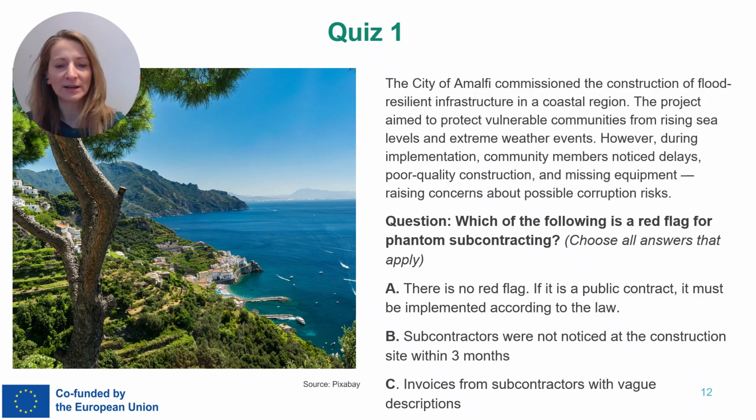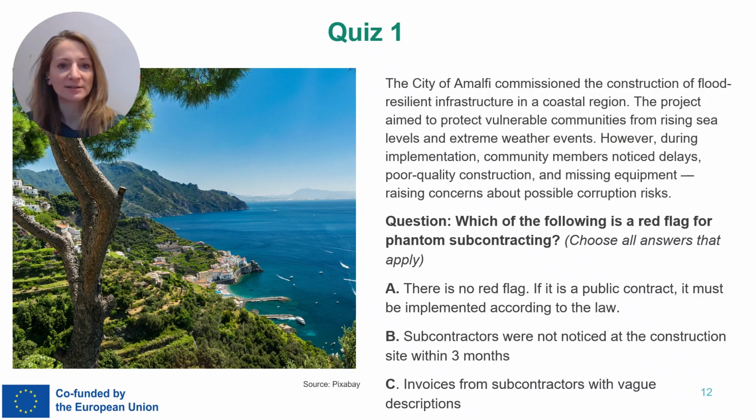Which of the following is a red flag for phantom subcontracting? Choose all answers that apply. A. There is no red flag. If it's a public contract, it must be implemented according to the law. B. Subcontractors were not noticed at the construction site within 3 months. C. Invoices from subcontractors with vague descriptions.